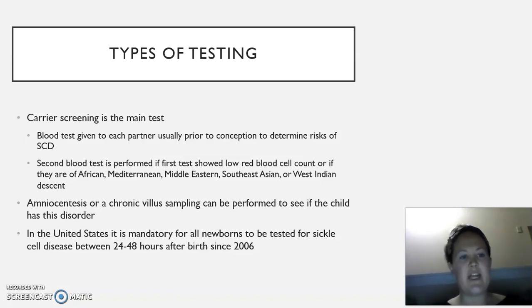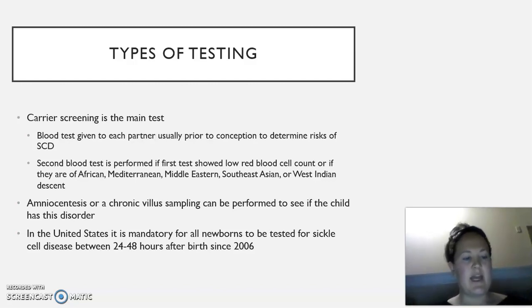The carrier screening is the main test. This is just a blood test, usually given to each partner prior to conception to determine if they are a carrier or not. And then if this first blood test comes back and the person has a low red blood cell count, or if they are of African, Mediterranean, Middle Eastern, Southeast Asian, or West Indian descent, they will do a second blood test.